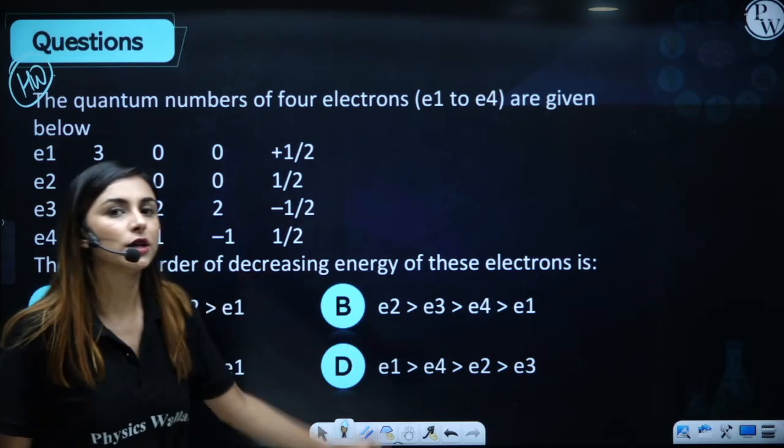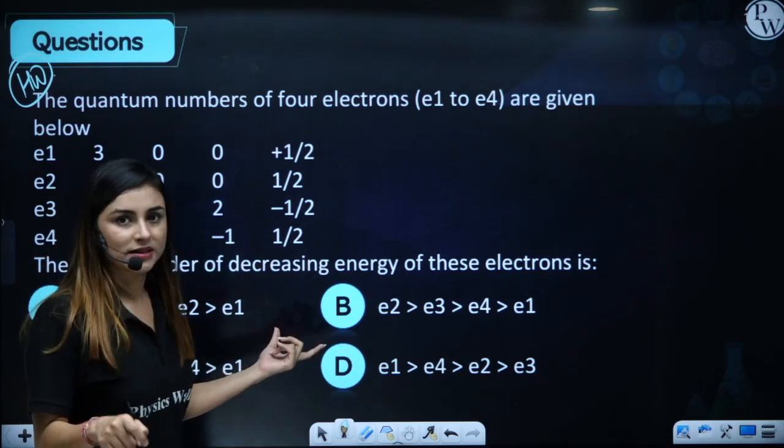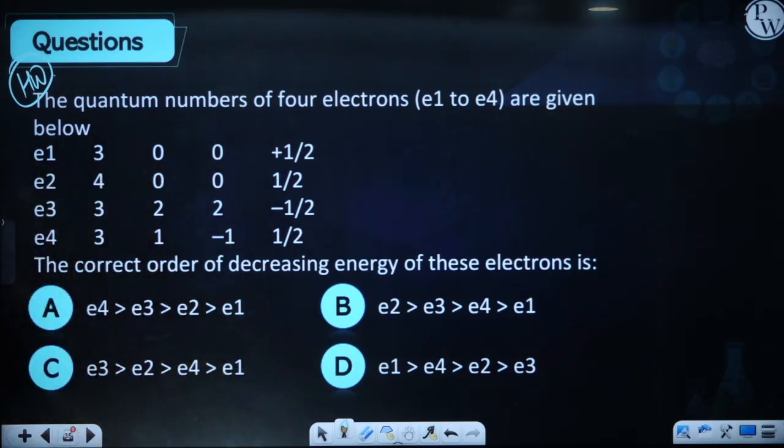I've given you the hint. You have to do this question and give me the answer. I am not doing this question. Perfect. So, this is your homework question in the comment section. Let's see who all answer me.